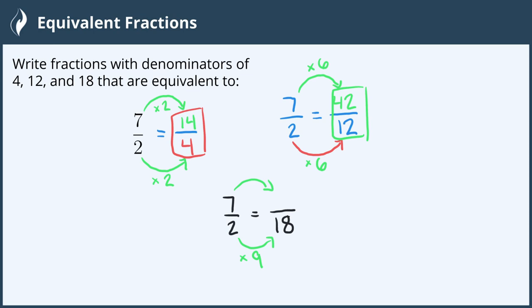And to multiply the denominator by 9, to keep it equivalent, we must multiply the numerator by 9. 7 times 9 is 63. And so our equivalent fraction of 7 halves with a denominator of 18 is 63/18. We've now written our 3 fractions that are equivalent to the original 7 halves with denominators of 4, 12, and 18, and we're all done.